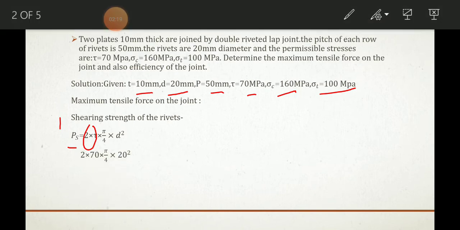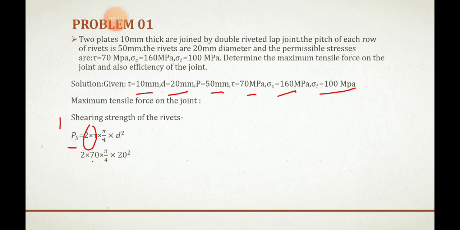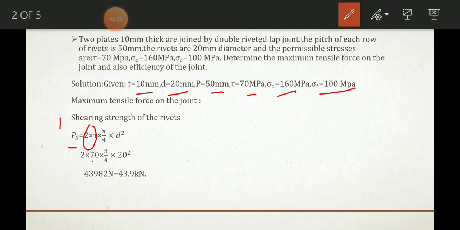Next, go on substitution. 2 as it is, the value of tau, that is shear stress, is 70 megapascal. Pi by 4, d is the diameter of the rivet, that is 20 mm. Once you substitute, you'll find the answer as 43982 Newton, or if you want to write in kilonewton, divide by 1000, you will get 43.9 kilonewton.